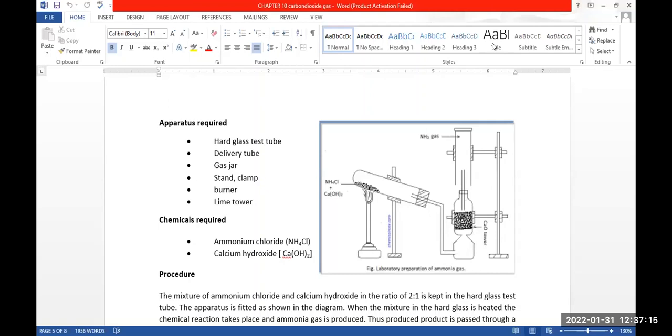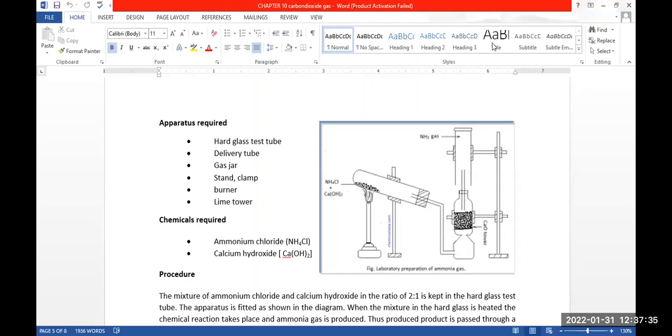Its color, odor, taste. It is colorless, having pungent smell. Next is solubility. It dissolves in water. When it dissolves in water, it forms ammonium hydroxide, a base.